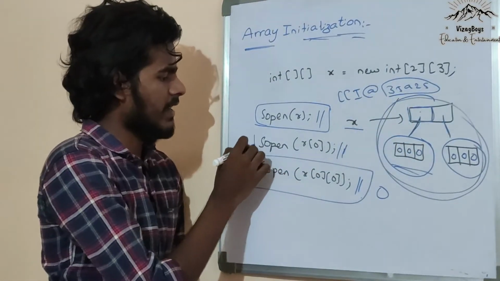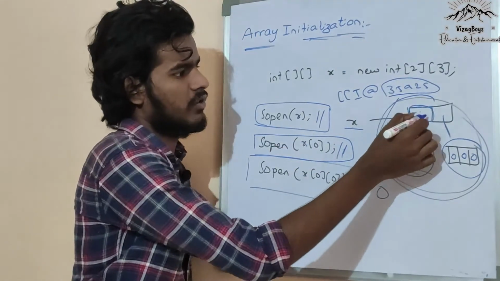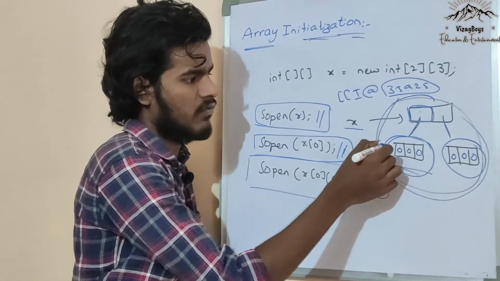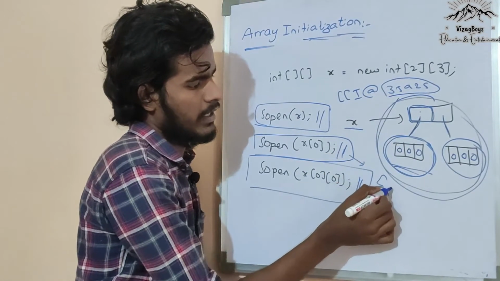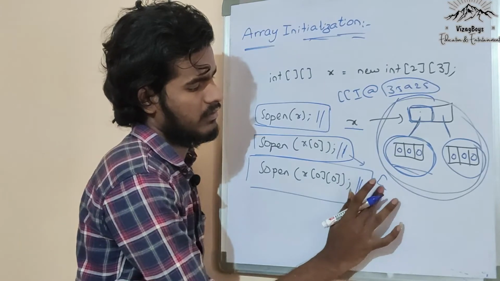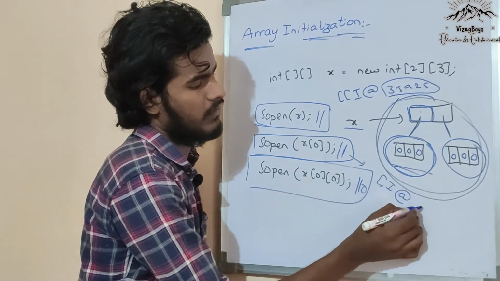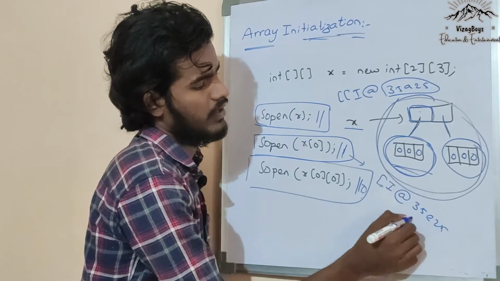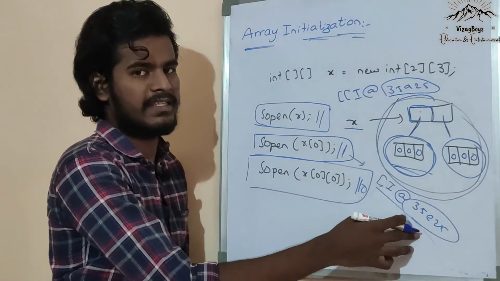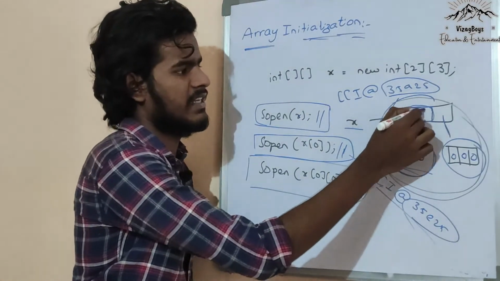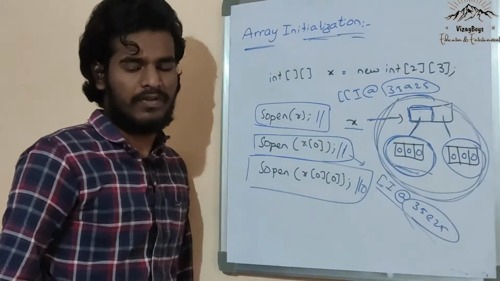Here, SOP of X of 0. Listen carefully friends. SOP of X of 0 is the reference variable of this one. Here also, open bracket I @ 35E25, like this is the output. Class name @ hashcode in hexadecimal form. This is the single dimensional one. Here X references the two-dimensional array.